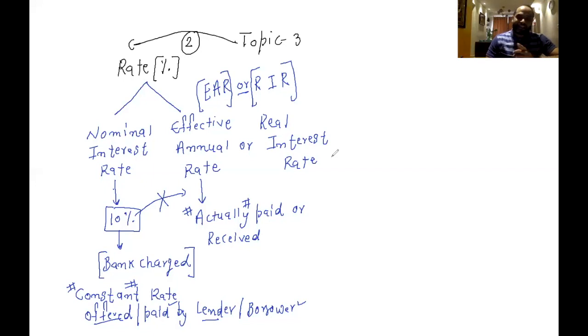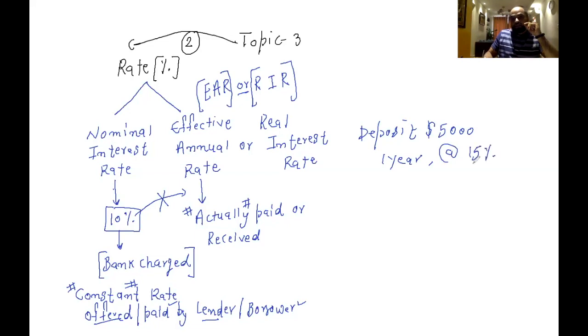Now, as I said, the nominal interest rate is the rate that the bank offers us to earn or to pay. But the effective rate is what we are actually receiving or paying, not the 10%. It looks like 10%, but in reality it is not 10%. So let me give an example here. For example, you deposit $5,000 in a bank for 1 year, and the bank says that we are offering you 15%. So it means you're going to earn 15% interest if you deposit money in the bank for 1 year, all right?